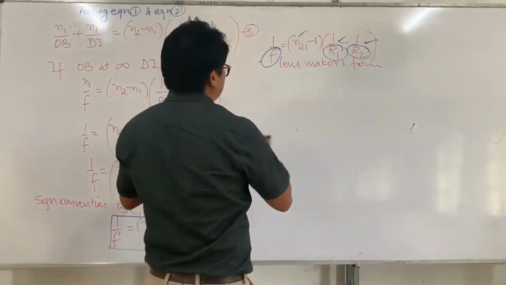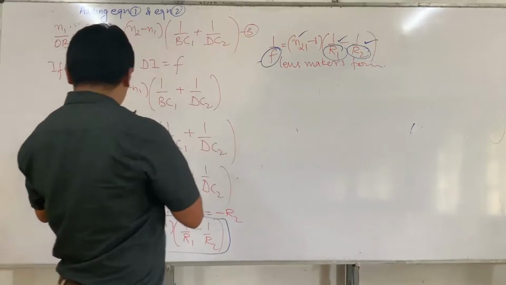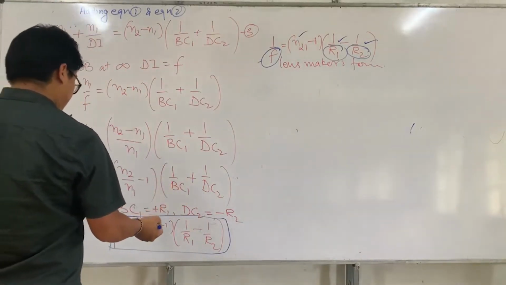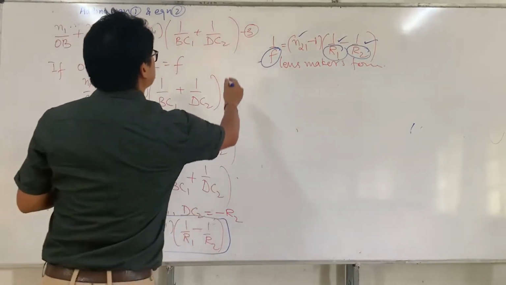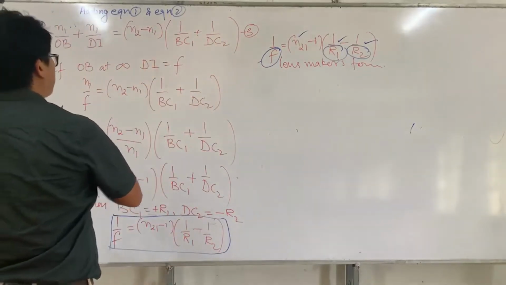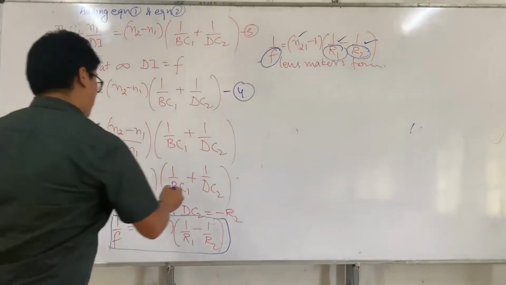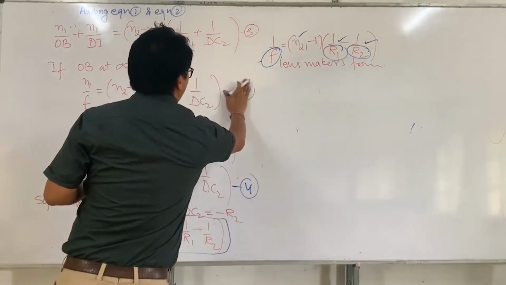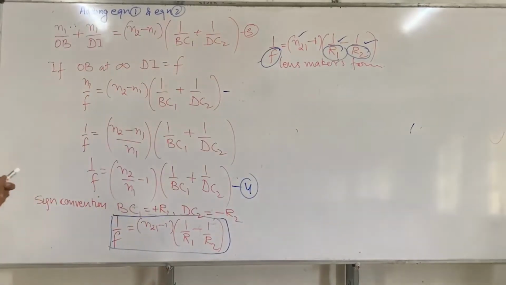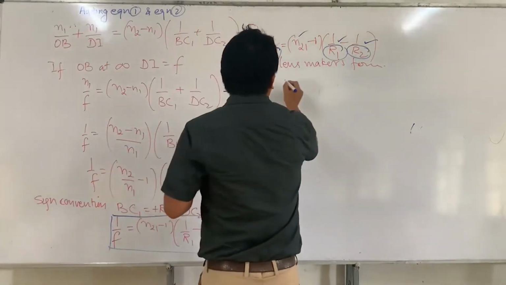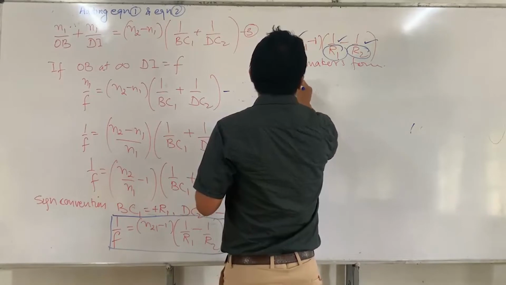Now, thin lens formula. What I'm going to do is take this as equation number 3, and I'll take this other equation as equation number 4. Then I compare equation 3 and equation 4. Let's rewrite equation 3.